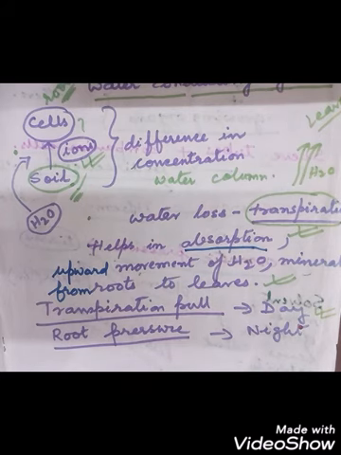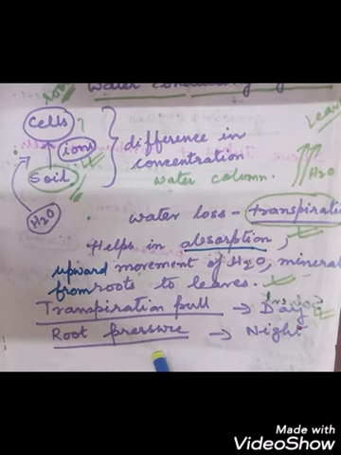Now root pressure is also there, which also helps in the transport of water in the plants during the night. In the daytime there is transpiration due to the effect of sunlight. So this will continue, but at night what happens? Due to the root pressure, the water will try to go inside the plant through the roots and to each and every part.